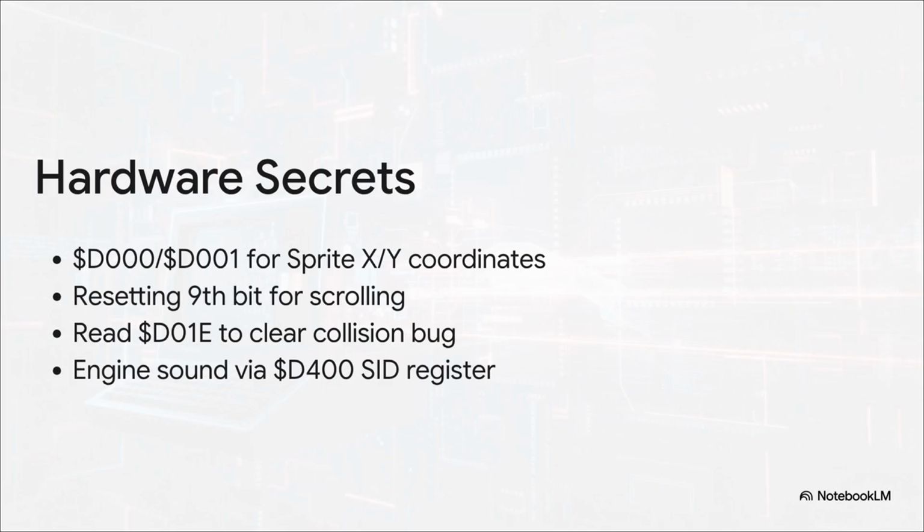Because the C64 screen is wider than 255 pixels, which happens to be the maximum size of an 8-bit number, the programmer actually has to manually track a 9th bit in a completely different register just to scroll smoothly across the right side of the screen.